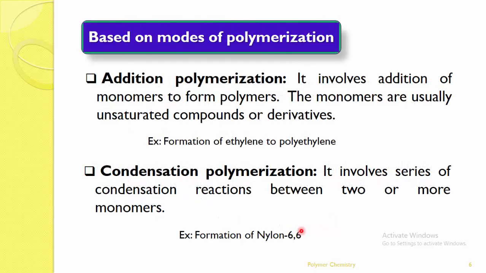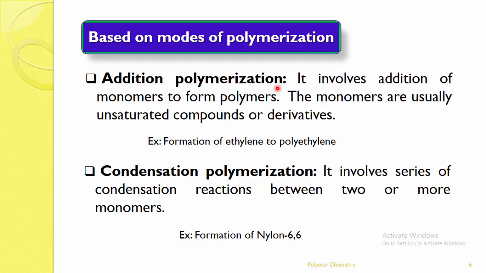Next, the class based on modes of polymerization. What is polymerization? Already we studied that polymerization is the reaction in which polymers are formed with the help of certain reactions. So, based on the polymerization reactions, polymers are also classified. As we know, there are two different polymerizations we have seen: chain reaction or addition polymerization, and second, condensation polymerization.